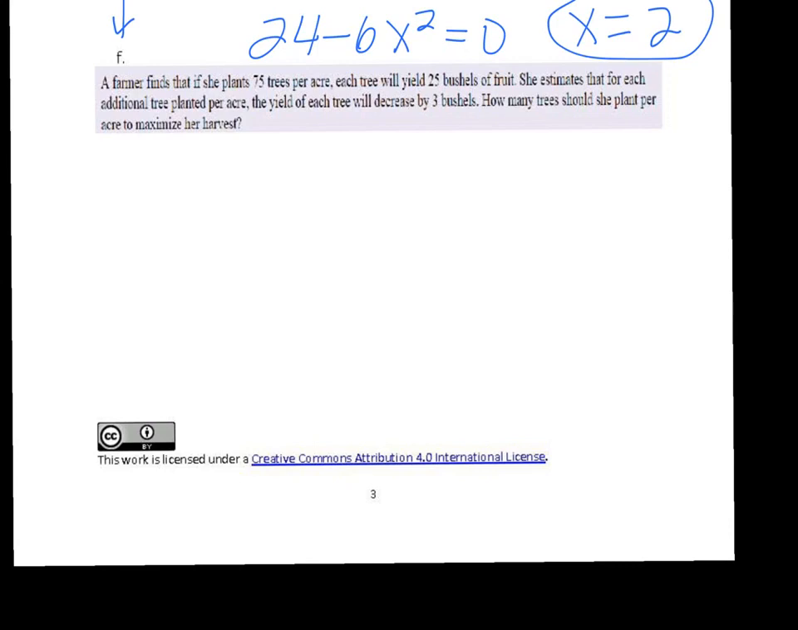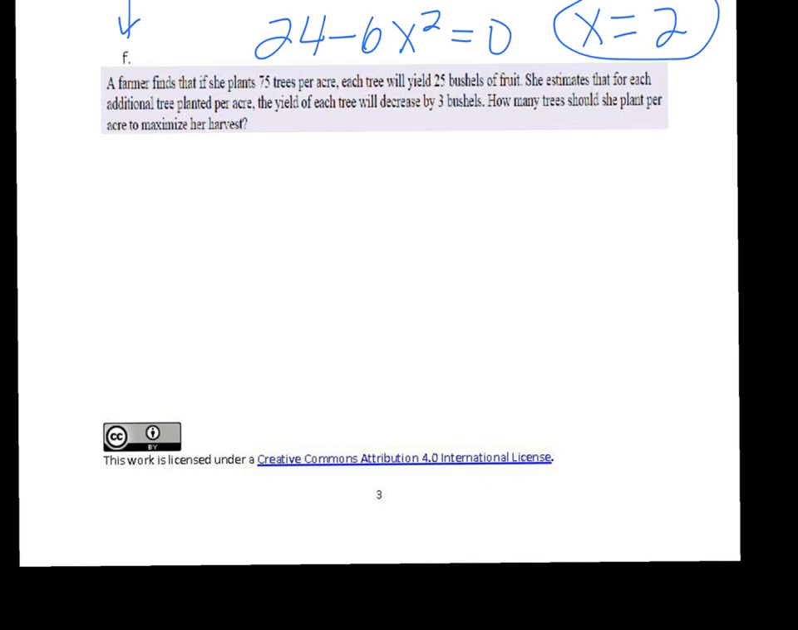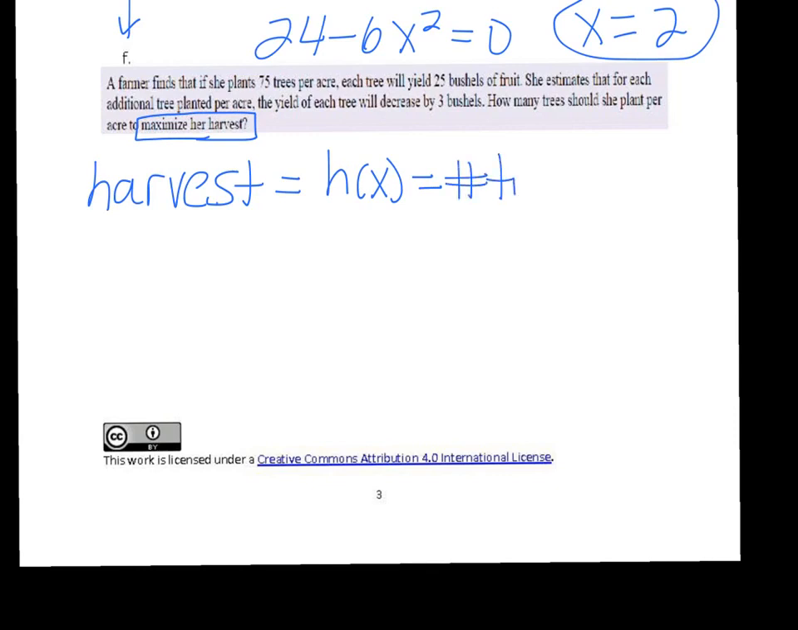All right, well, we're trying to maximize, I said profit, I meant harvest. We're trying to maximize her harvest, so we need a function. We'll call it h of x for harvest. And what is the harvest going to be? It's going to be the number of trees times the number of bushels. That'll give us how many apples she's actually going to get, which means she can sell those apples and make money.